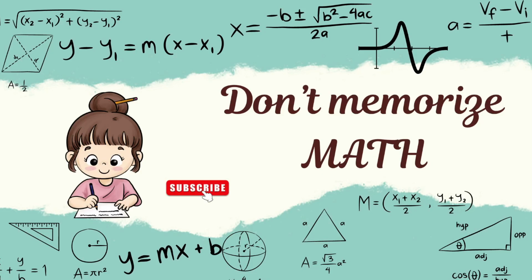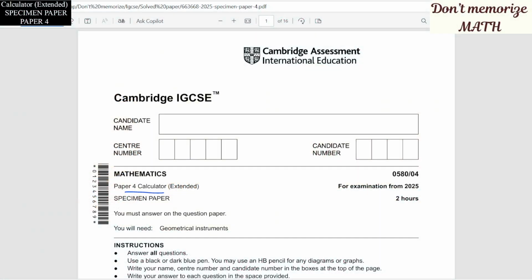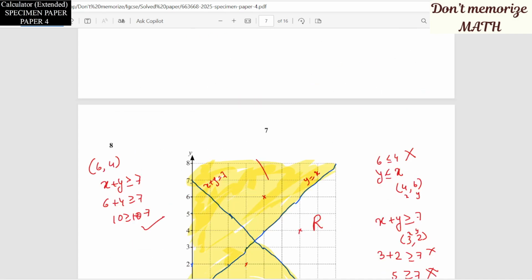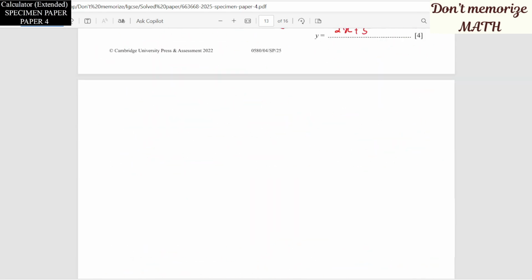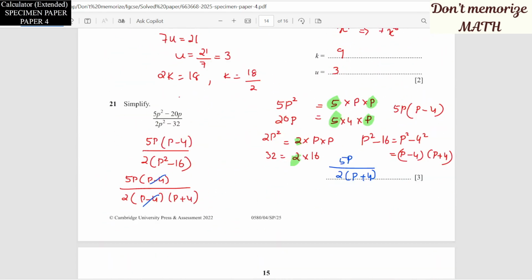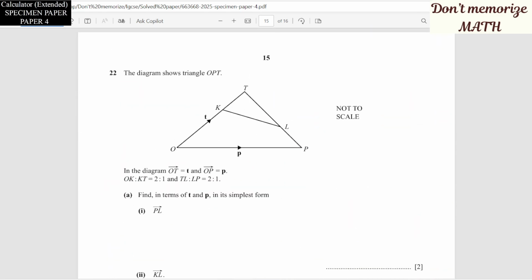So we are discussing paper 4, the specimen paper for the examination from 2025. It is part 3 for that. We already finished till question number 21, so now we are discussing question number 22.